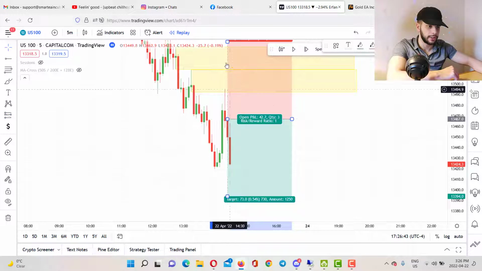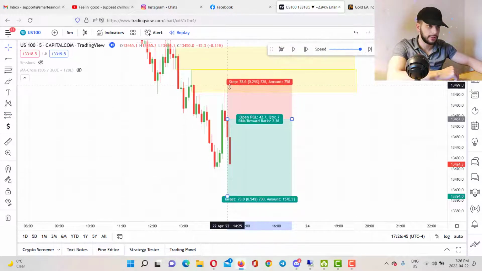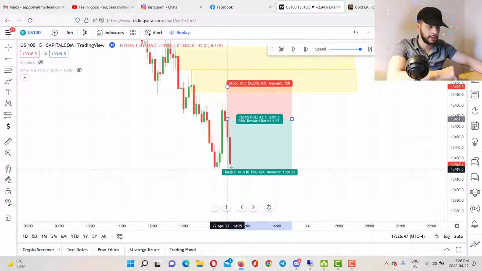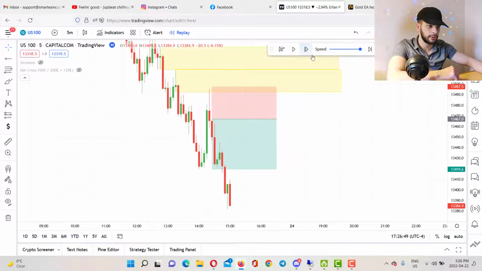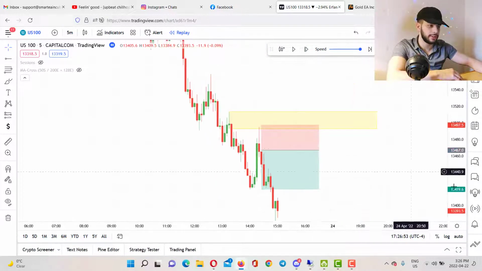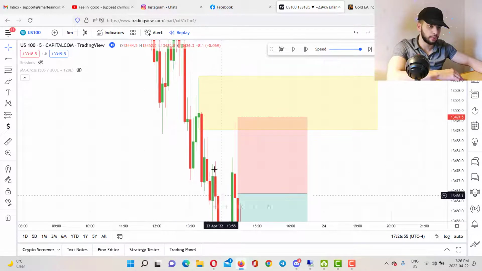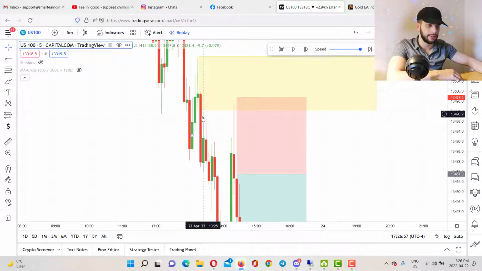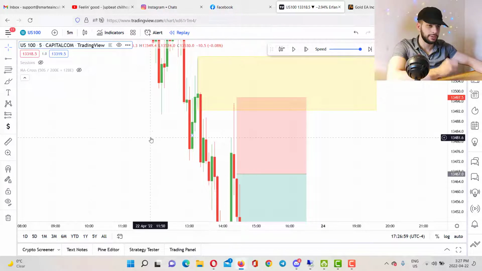We could take our sell position here, stop loss here, TP here, and it would be another profitable trade just using high probability order blocks, guys. And this is the last bullish candle before it dropped, and as you can see, the next candle never tapped into the zone, so that's why it's a high probability supply zone.